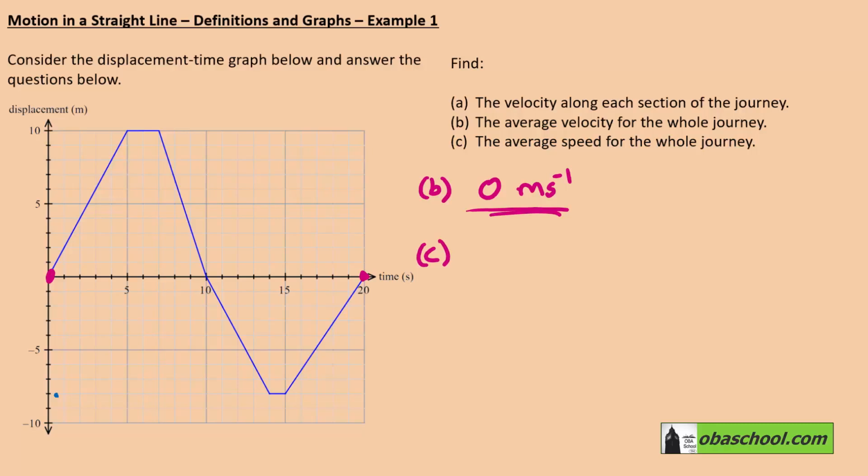But what about speed? Well, the distance covered was 10, and then it went 10 back, so that's 20 so far. So it's traveled 20 meters when it gets here. And then it's going to go 8 and 8. So that's another 16, meaning that it's traveled 36 meters. So we have 36, and the time taken is 20. And that gives me 1.8 meters per second.